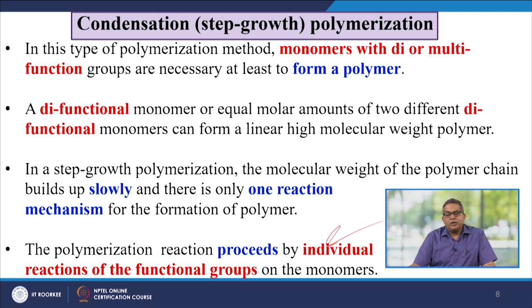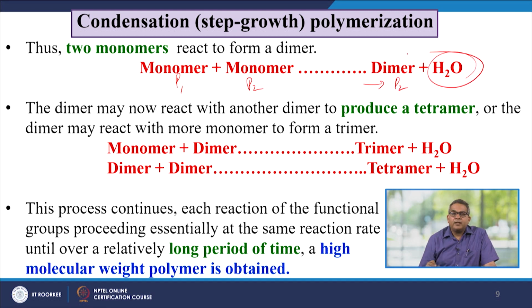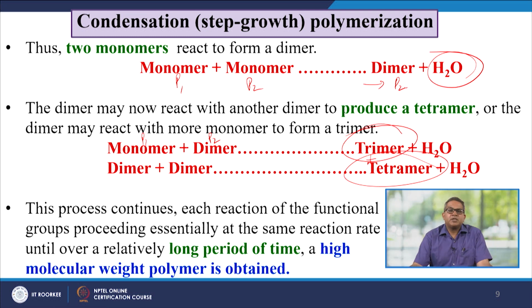Obviously, for the polymerization reaction to proceed, there must be some functional groups. Now, two monomers react to form a dimer. Like here, P1 and P2 form P2, and this is the reaction product. The dimer may now react with either a dimer or a monomer, or sometimes if a trimer is formed, it can react with the trimer. So, monomer plus dimer forms the trimer, and dimer plus dimer forms the tetramer, likewise, and these can all react together. This process continues, with each reaction of a functional group proceeding at essentially the same rate, until over a relatively long period of time a high molecular weight polymer is obtained.